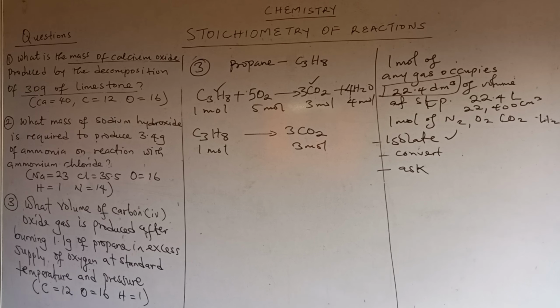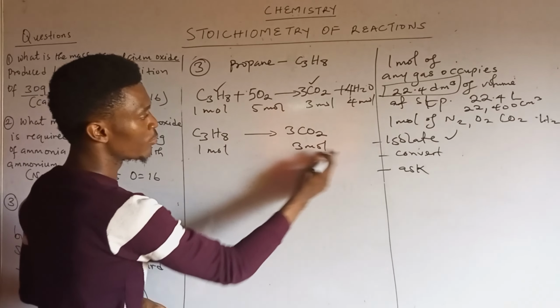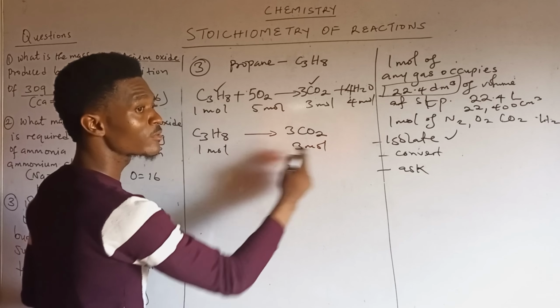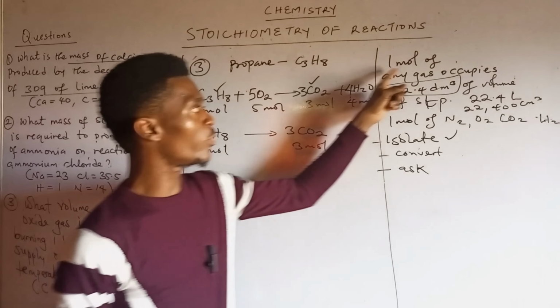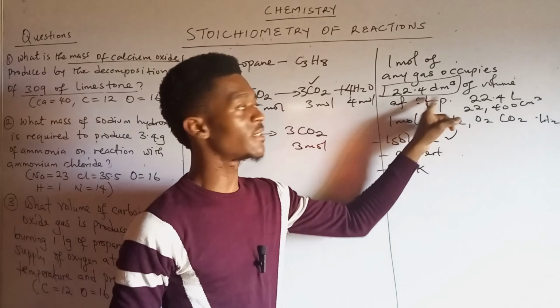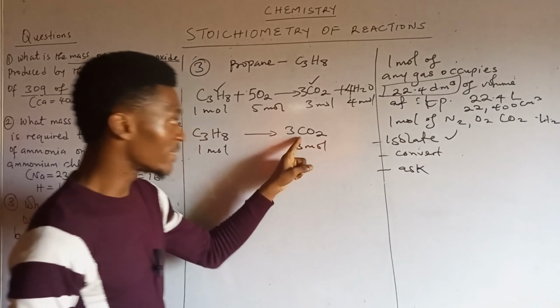Then the next, we'll now convert, meaning we'll convert the language of the equation to the language of the question. So let's go. We are told to get volume. What volume of carbon dioxide gas is produced? So it means we need to convert this mole of carbon dioxide gas to what? To volume. And you can remember that I said that 1 mole of any gas occupies 22.4 dm cube of volume. So this is a gas.